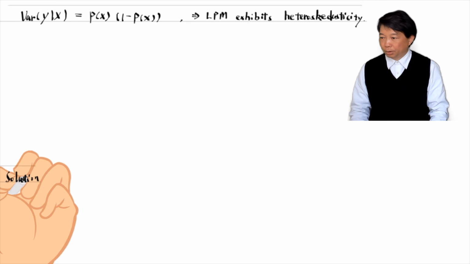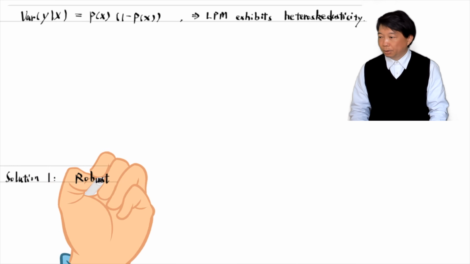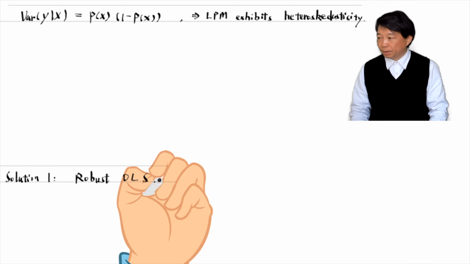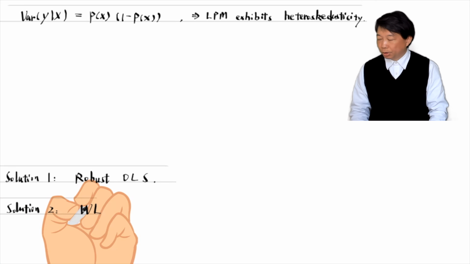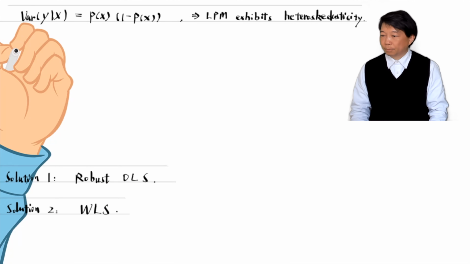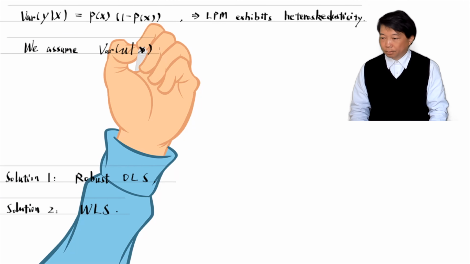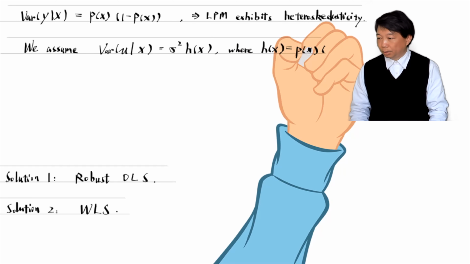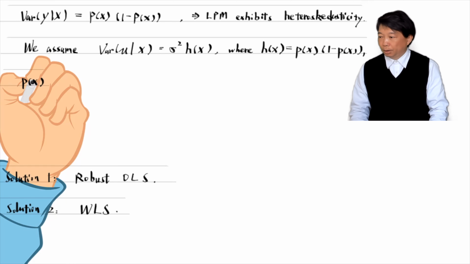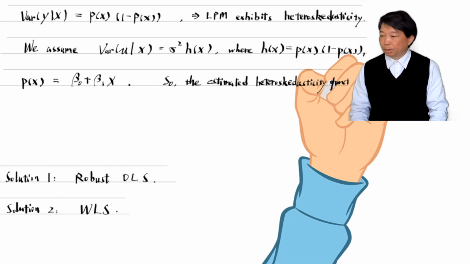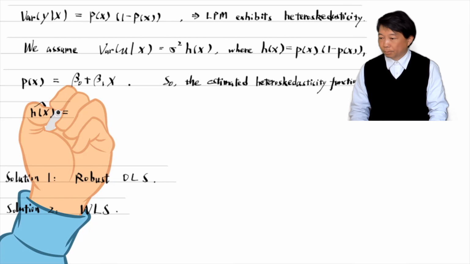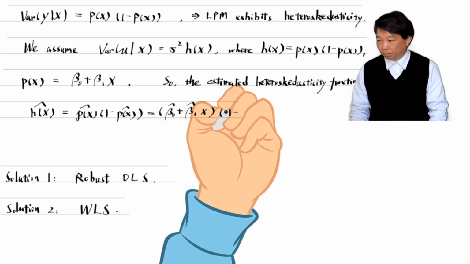We have two solutions. One is to compute the heteroskedasticity robust standard error, and the test statistics will be valid. Another solution is to use the weighted least squares method to address heteroskedasticity. We assume that the heteroskedasticity function h(x) equals the OLS fitted value times 1 minus the OLS fitted value, which can be estimated with the data.